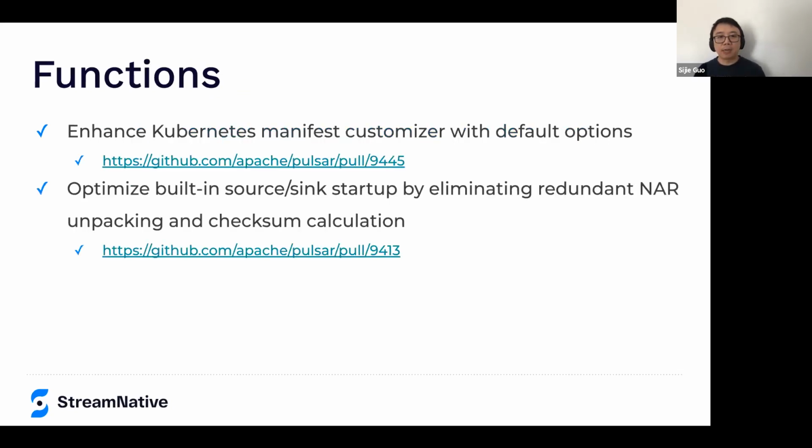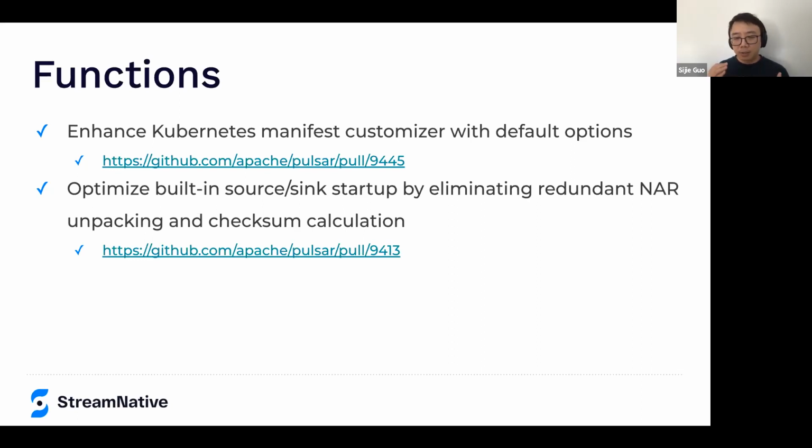And on the function side, there are two major changes. A lot of people run functions on Kubernetes, and they want to customize the pod settings that Pulsar schedules for running those function pods. But right now, the Kubernetes manifest customizer only does that per function, which means if there are common labels or common annotations you want to add to the function pods, you're not able to do that. You end up doing it function by function, which is not a trivial solution for heavy Pulsar function users.